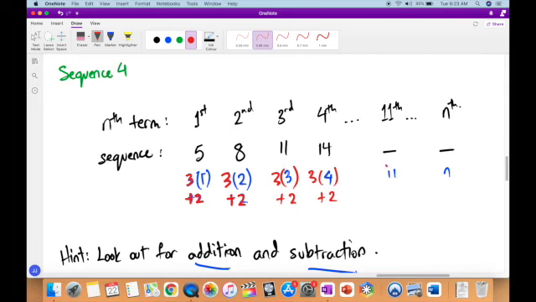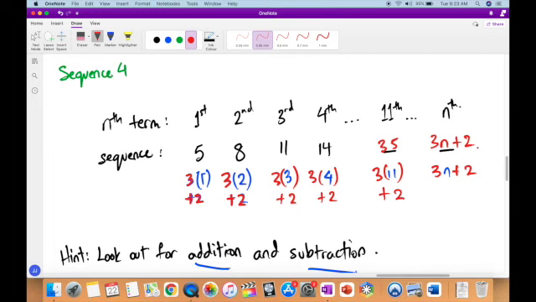So this here would be 3 times 11, which is 33, plus 2 is 35. And therefore the final thing will be 3 times n plus 2. 3n plus 2. So you can see here that the first couple of times I actually did not get it. And that is what you have to do. You work through some of the wrong ones first before you can get the right one.